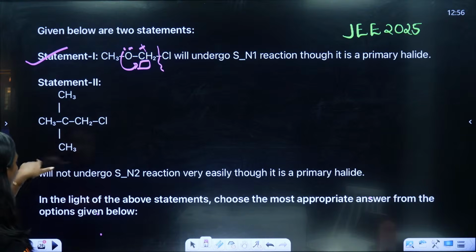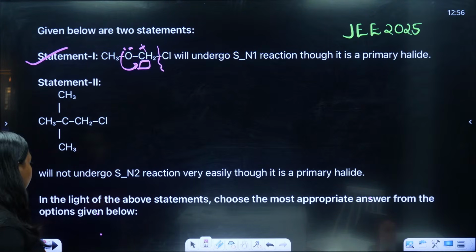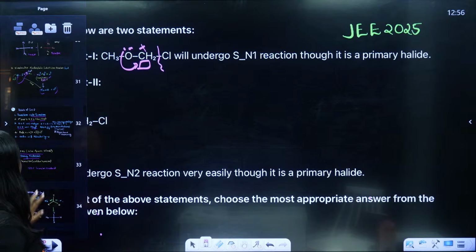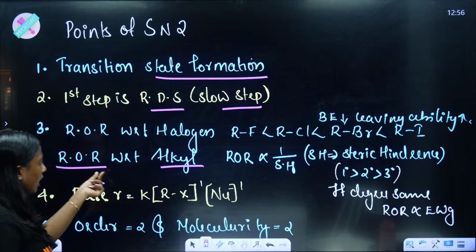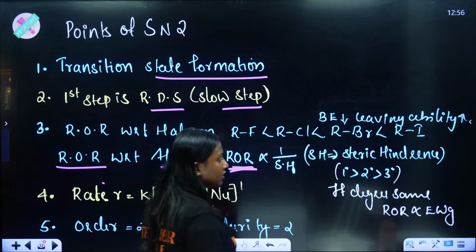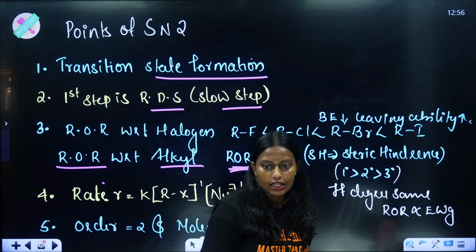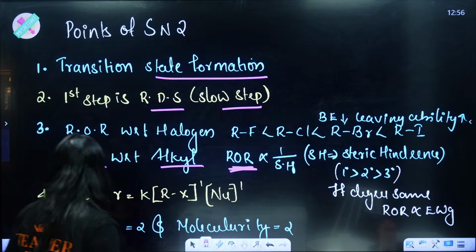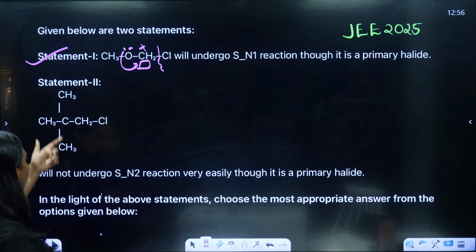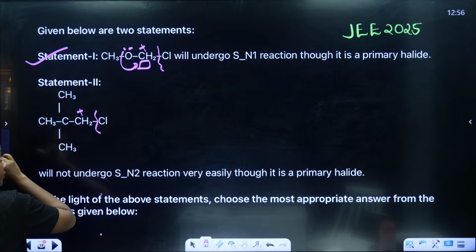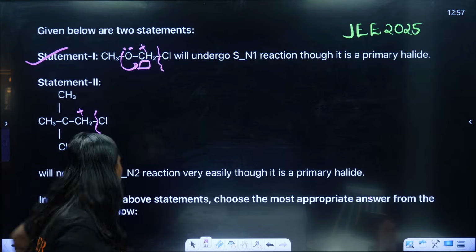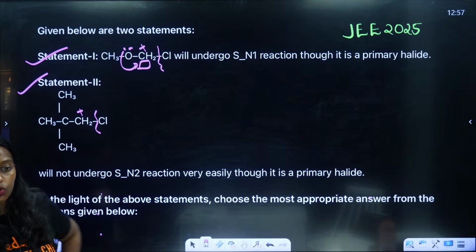Statement 2. Here you can see it will not undergo SN2 reaction very easily through primary halide. I will tell you the reason. We already discussed one point: the rate of reaction with respect to the alkyl group. The rate of reaction is directly proportional to 1 by steric hindrance. If steric hindrance is more, the rate of reaction is less. Here steric hindrance is more. Here you can see this is the carbocation, and steric hindrance is more here. So it will not be easy in SN2 reaction. So this is also correct. Statement 1 and statement 2 are correct.